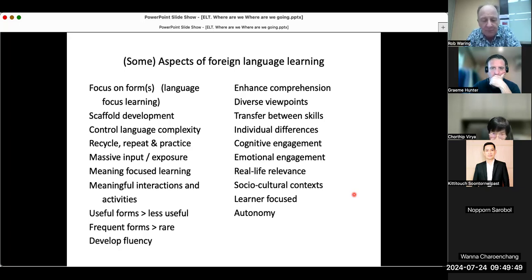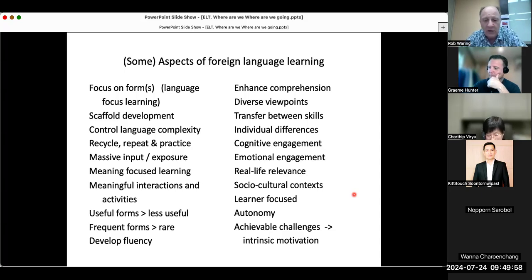And autonomy is right at the top of the list there. We have to make sure that students are independent learners. And what we're teaching has to be achievable. We don't want to have stuff which is very, very difficult for the students. And if it's achievable and students feel they're making gains, they will therefore have intrinsic motivation.